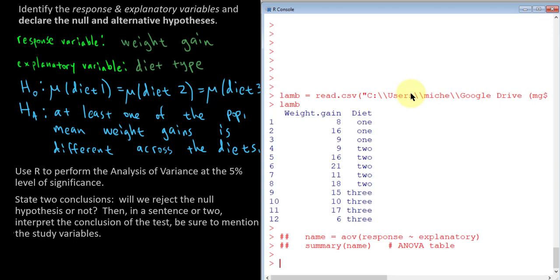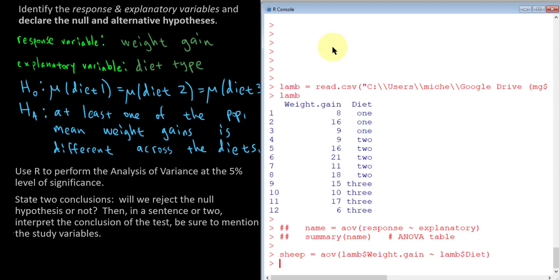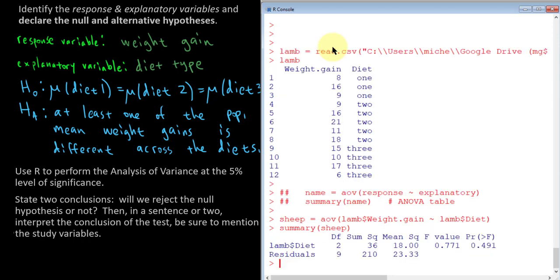I call the data frame lamb. We've got weight gain, we've got diet. I'm going to call this sheep. AOV, the values need to come first. So that is the vector called weight dot gain. Remember, those capitalizations make a difference. Squiggle lamb dollar capital D diet. Okay, that's great. Now I'm going to ask for a summary of sheep. And there is our ANOVA table.